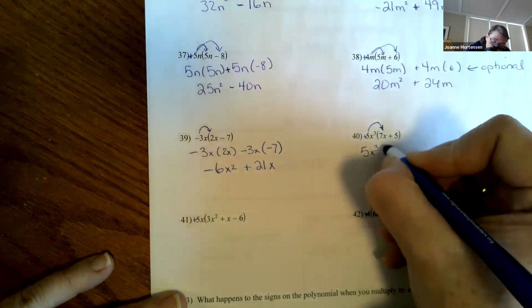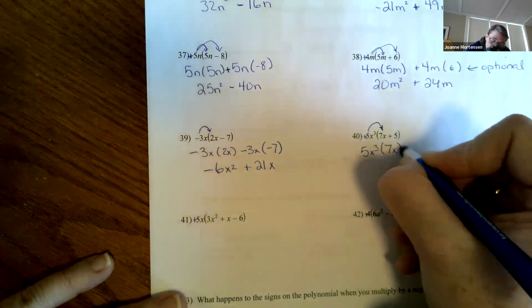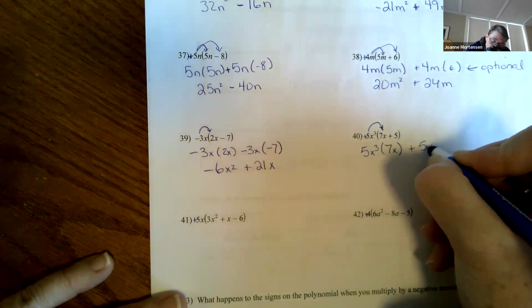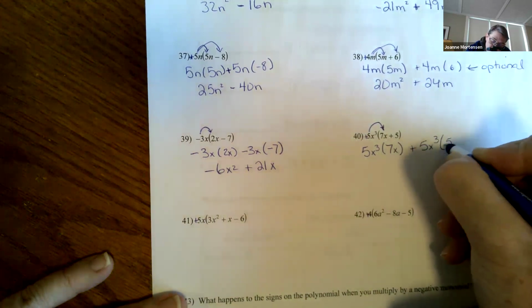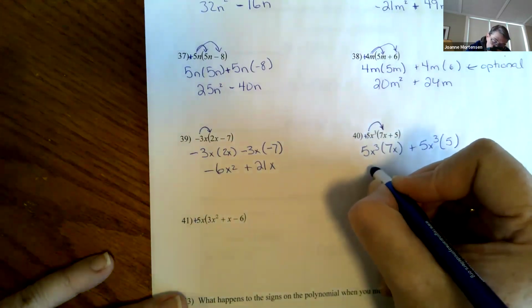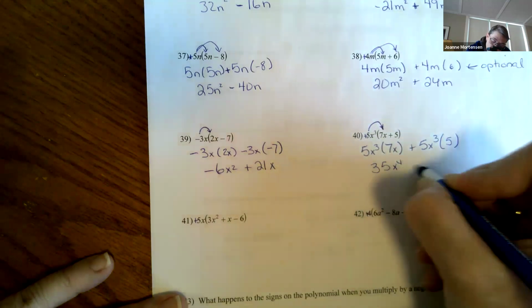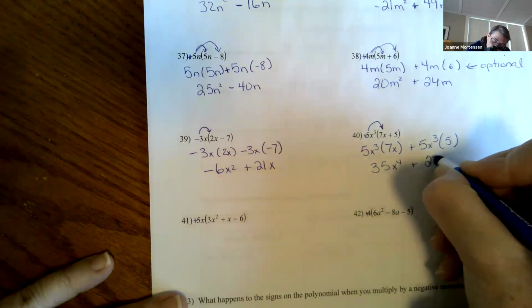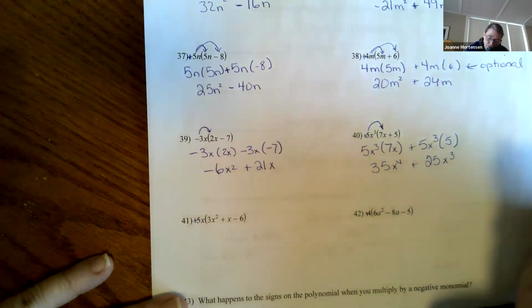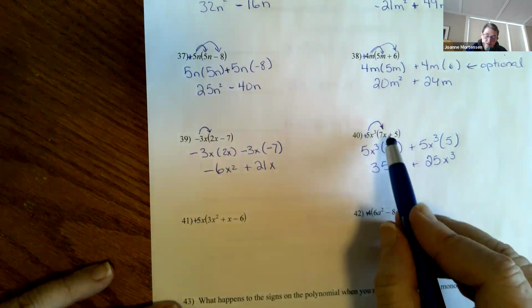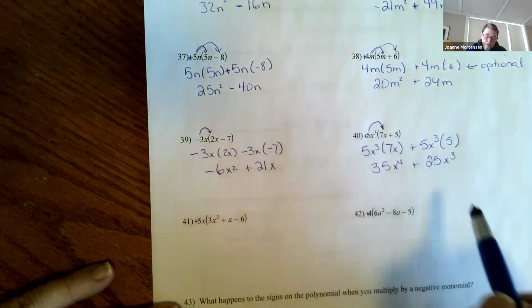5x to the third times 7x plus 5x to the third times 5. 5 times 7 is 35, x to the fourth. 5 times 5 is 25, x to the third. Done. 2 terms, plus in the middle. Check.